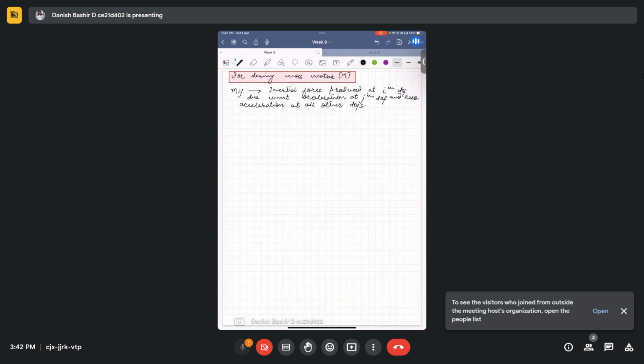In deriving our mass matrix, for example, to get the mass element m11, we give unit acceleration at degree of freedom 1 and note the inertial force produced at that point. At degree of freedom 1 we have mass m1 lumped, so with acceleration 1 the inertial force produced will be m1 into 1, that is m1.